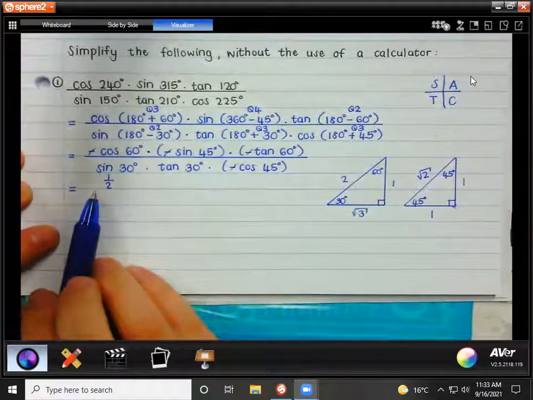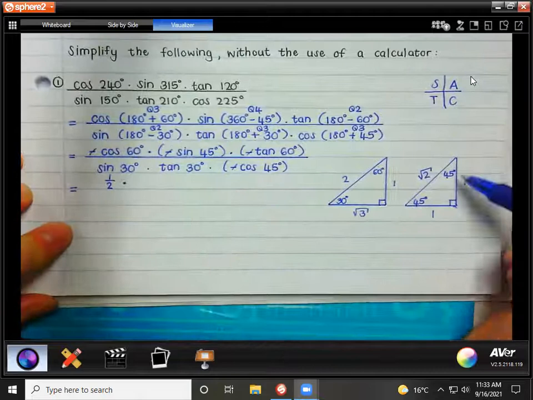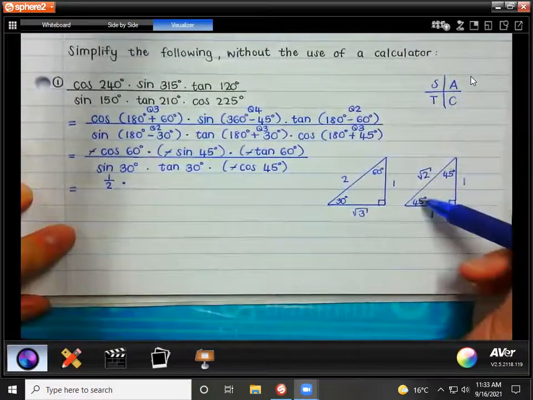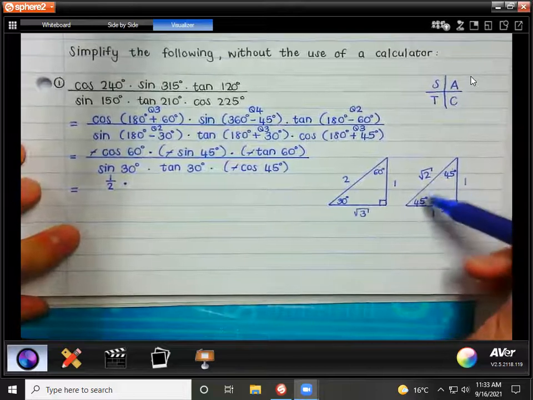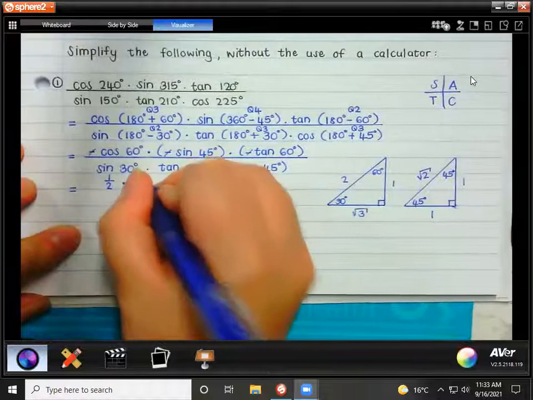So cos 60 is a half. Now we're going to multiply that by sine 45. You have two 45-degree angles to choose from here. You can work from either one. Sine is opposite over hypotenuse, so 1 over root 2. Guys, please do me a favor.